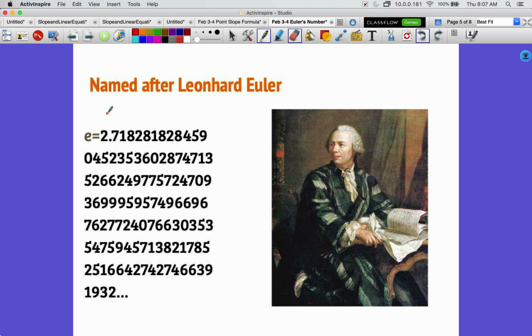So e is an irrational number. That's important to know. And it's named after this famous mathematician, Leonhard Euler. Pronunciation on this name is Euler. And I have made that a test question before. You need to know how to pronounce this man's name, so you do not make a fool of yourself in a college math class by calling him something other than Euler. That's the only way you can pronounce this.